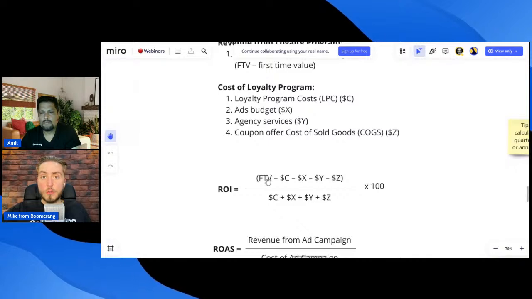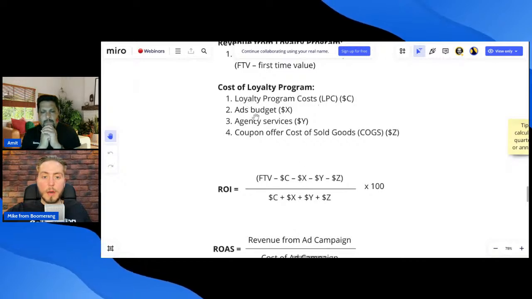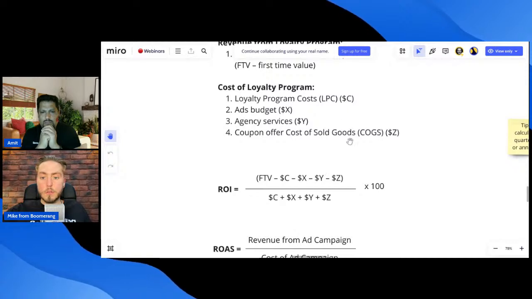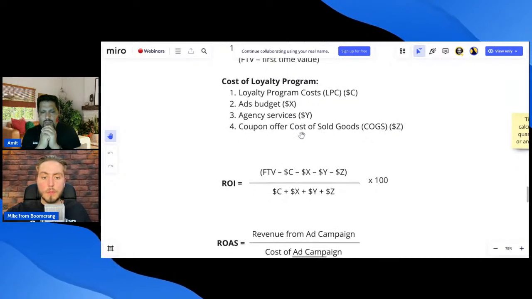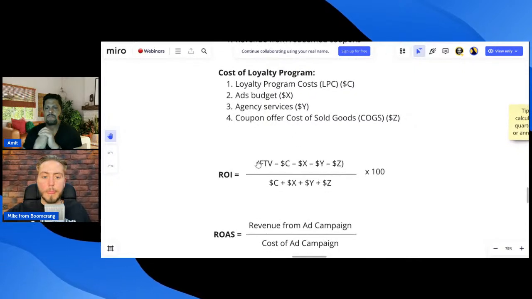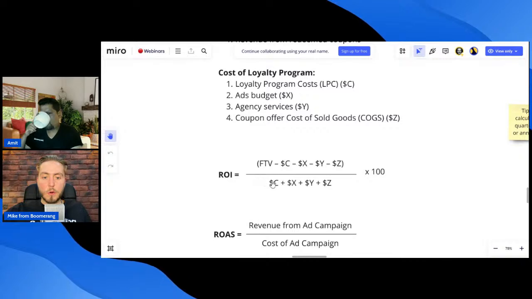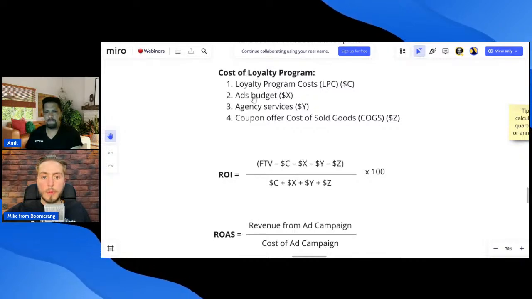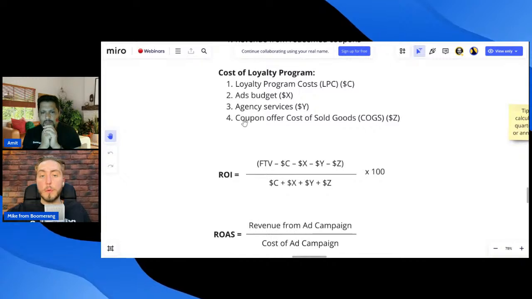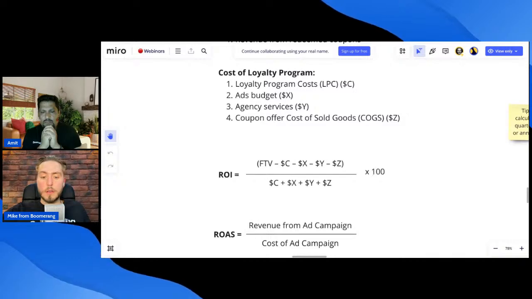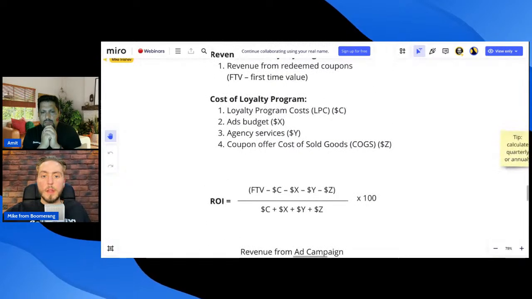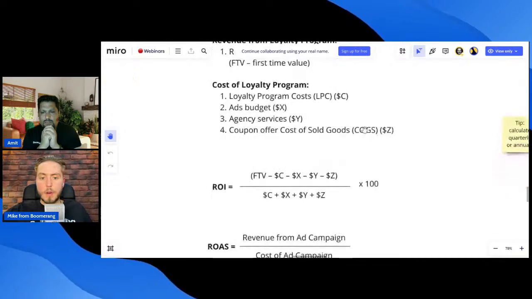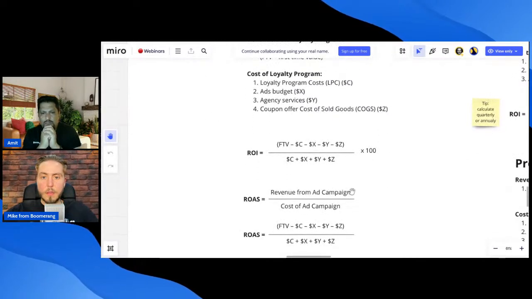The calculation should look like: first time value minus loyalty program cost minus ads budget minus agency services minus your cost of goods, the coupon offer. So in this case, it's $5 for the free cup of coffee. Divide by all the spend, all the expenses. Again, it's loyalty program cost plus ad budget plus agency services plus coupon offer, in our case a free cup of coffee for $5, and multiply by 100% to calculate this. It's really simple, and let's do this math right now in the formula.